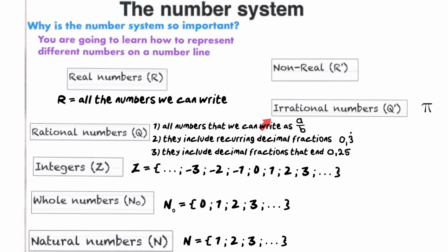So all of these numbers that you see here are called real numbers. So last one, non-real numbers. It's denoted with a capital R and a small accent sign.